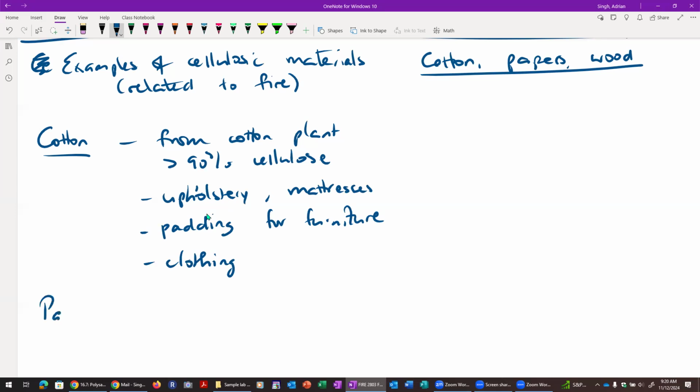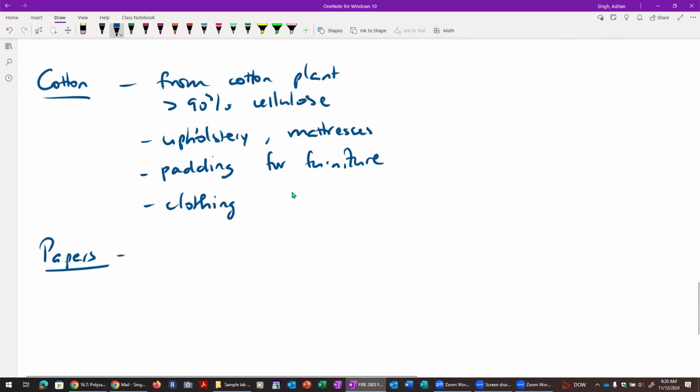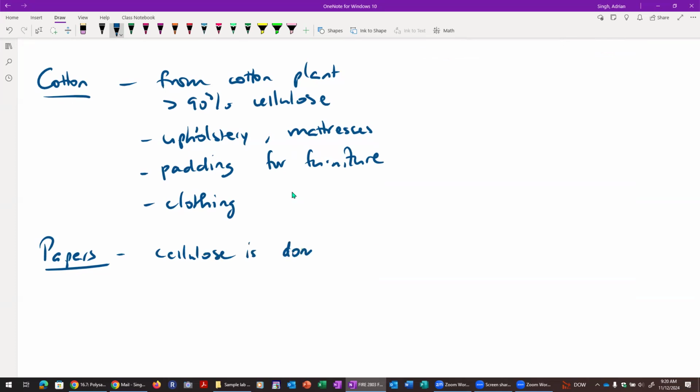Papers, probably the most dominant molecule or substance in paper is going to be cellulose. There are other things that are added to the commercial paper, for instance, but cellulose is the main ingredient. Other things are added to increase the paper's strength, for example, to make it brighter, color, and etc.